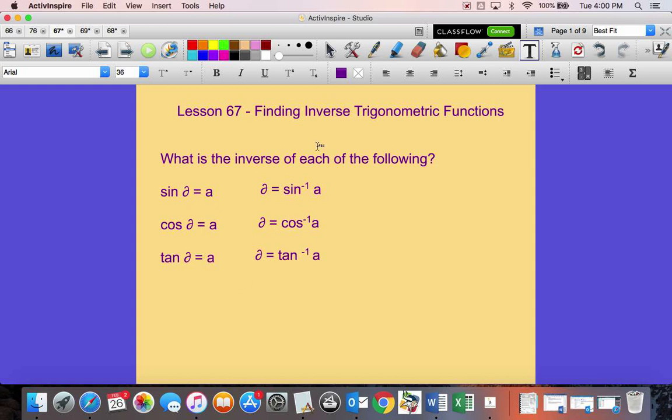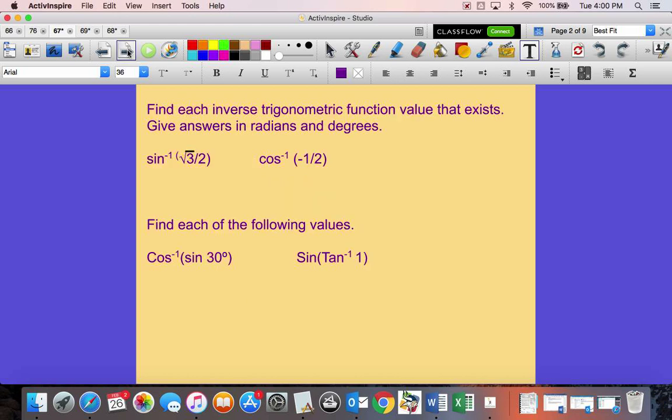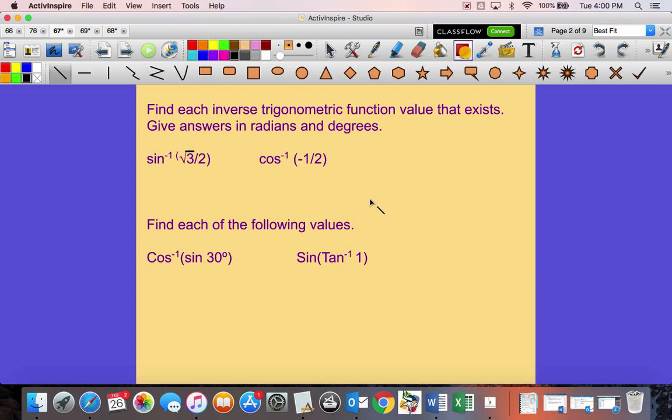Alright, so we're going to use those in just a little bit. Every single time we use the inverse when we're doing these trig functions, we're trying to find the angle measurement. We're trying to find one of the angles in the triangle, how many degrees it is. Alright, and that's what this one asks. Find each inverse trig function value that exists, give answers in radians and degrees.